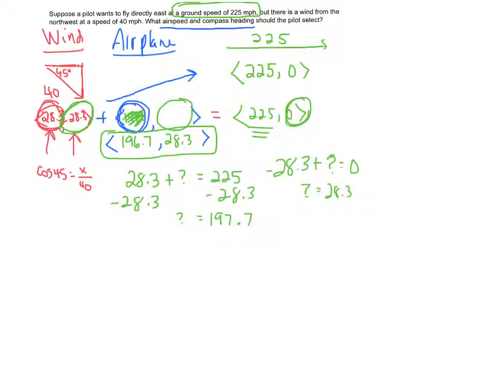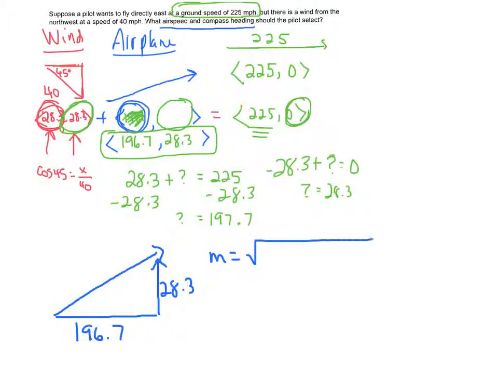And I have a vector. I'll redraw the airplane vector. It's going to look something like this. And I know the x value is 196.7, and the y value is 28.3. So if I want to figure out the magnitude, I'm going to do the Pythagorean theorem: 196.7 squared plus 28.3 squared equals c squared, so I square rooted both sides, to kind of eliminate a step.